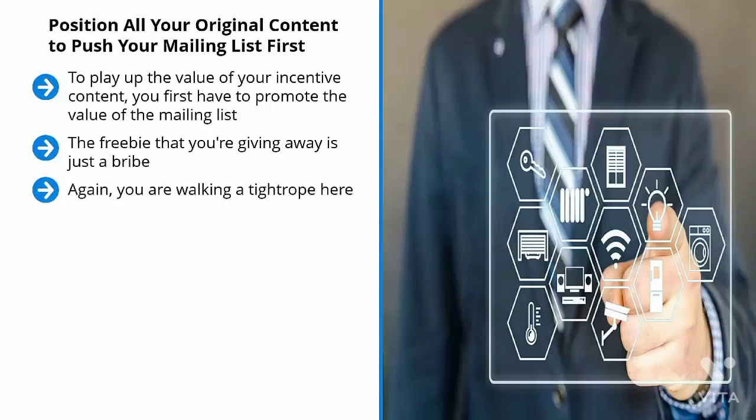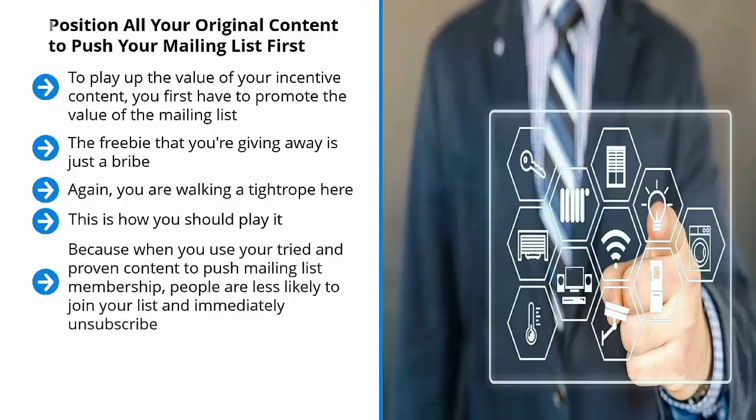On the one hand, you want people to get excited about the premium you're giving away for free in exchange for their email address. On the other hand, you want people to see the value that they would get by being members of your mailing list. This is how you should play it. All your original content should push your mailing list first. I'm not saying that you should not tie it into the incentive, but your original content should highlight the fact that when people join your mailing list, they will continue to get valuable information.